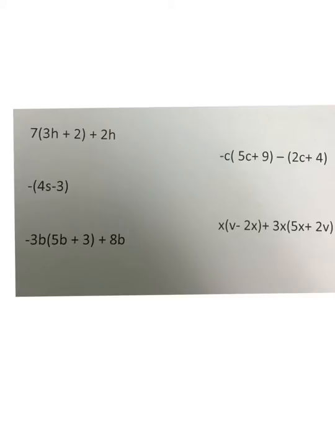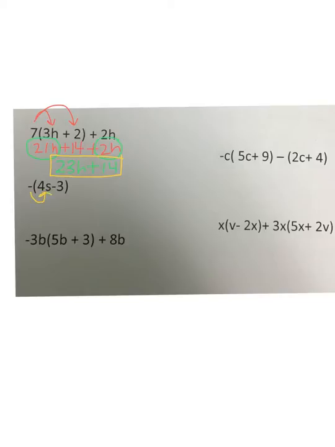All right, so hopefully you finished all 5 of these problems. Let's check your work. So for the first one, you should have done 7 times 3h and 7 times 2, gotten 21h plus 14 plus 2h, and then notice that we have like terms here. 21h and 2h need to be combined to 23h. Bring down your plus 14. So that was your first answer, 23h plus 14.